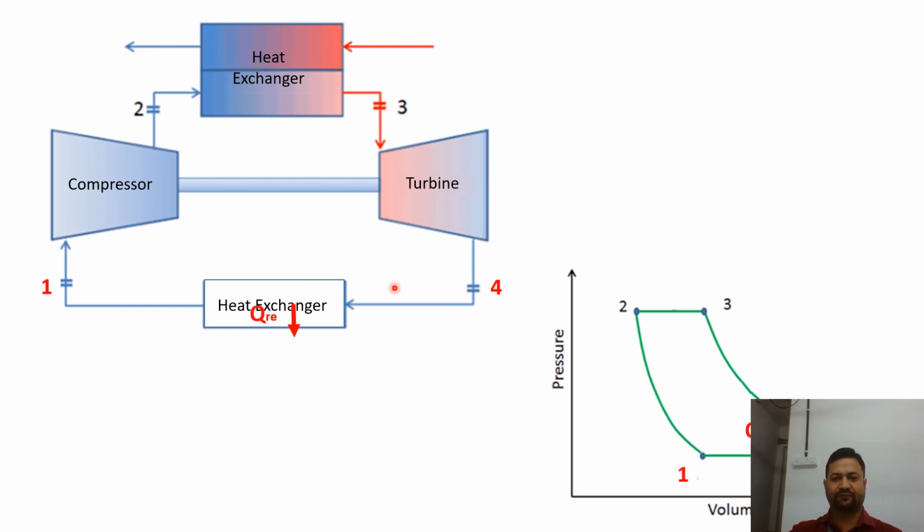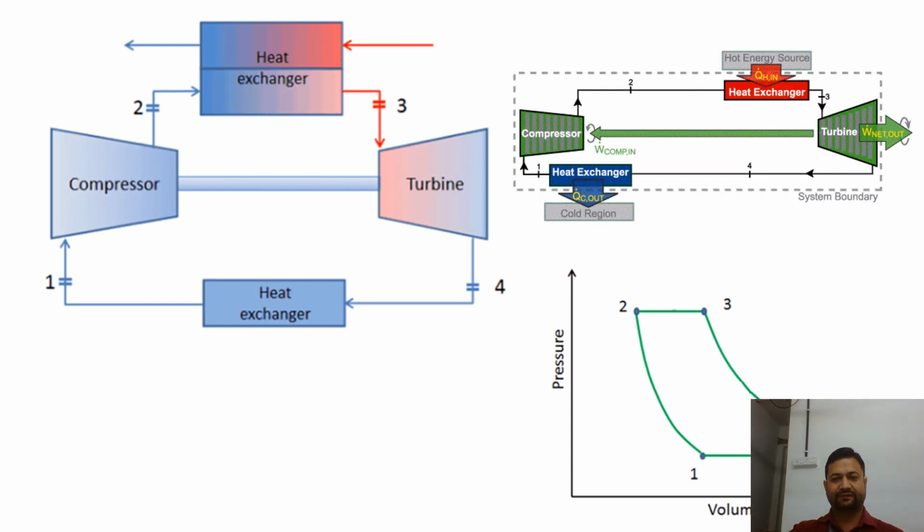After that, the working substance will pass through another heat exchanger, that is your condenser, where it is going to reject the remaining heat to the surroundings. So again we have reached point one. This completes your Brayton cycle, where this process will be repeated a number of times and you are going to get the net work output. So this is how your Brayton cycle is working.